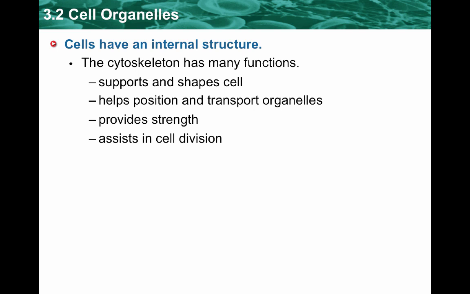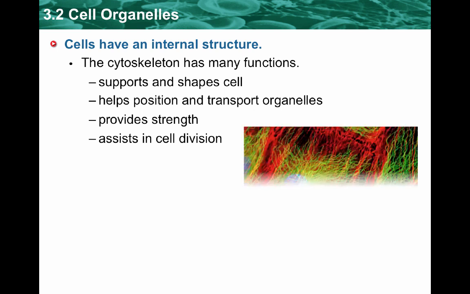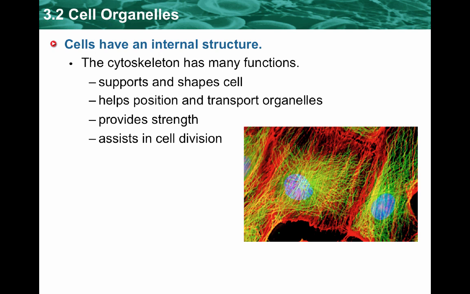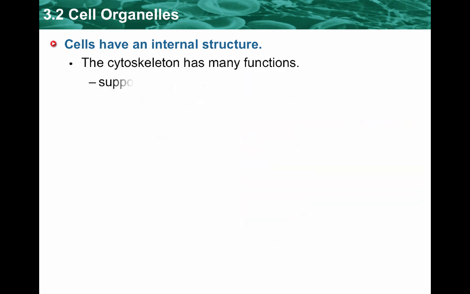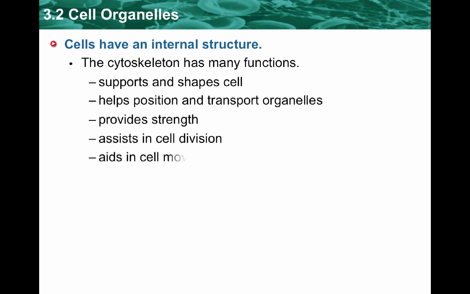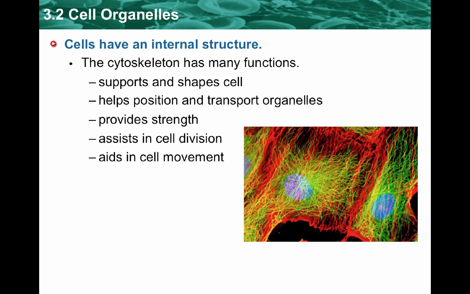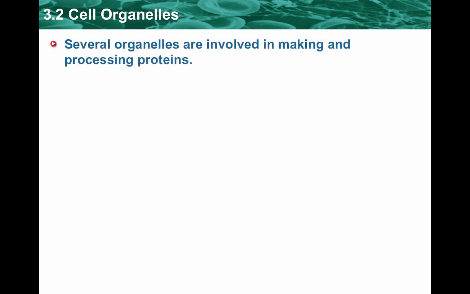It also is involved in cell division. So all those little fibers rearrange themselves into a structure that is used to help separate chromosomes and the cell during mitosis and meiosis. And then finally, it aids in cell movement. So it can help with cytoplasmic streaming and the movement of cytoplasm, which helps the cell itself move, or as cilia or flagella in the cell.